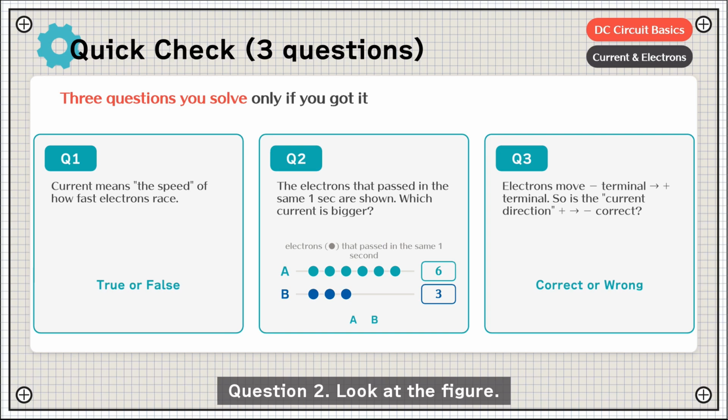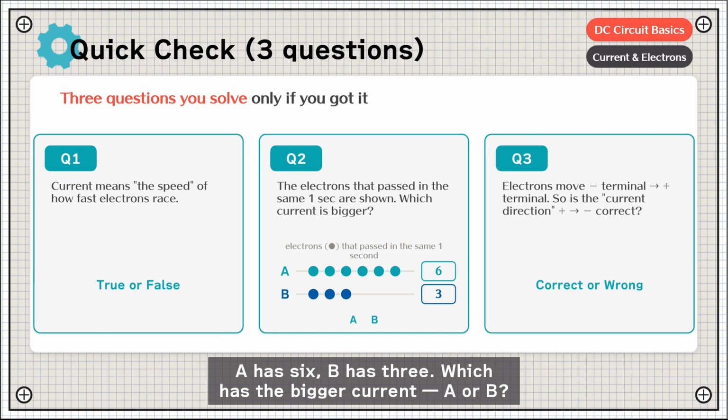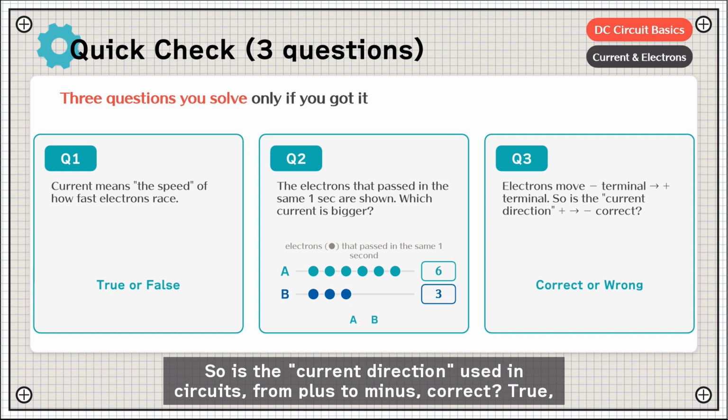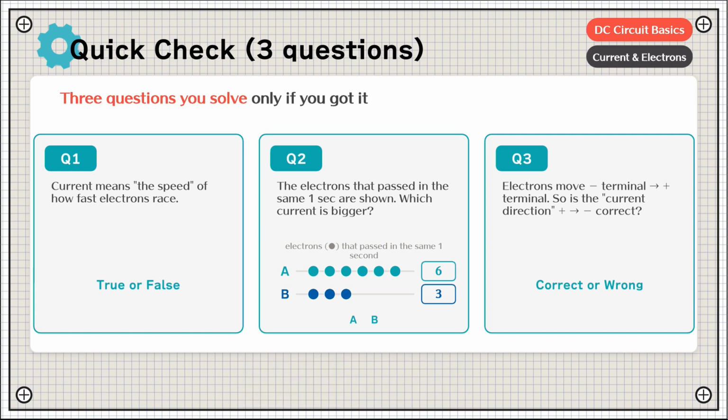Question 2. Look at the figure. On 2 wires, A and B, the electrons that passed in the same 1 second are shown as dots. A has 6, B has 3. Which has the bigger current, A or B? Question 3. Electrons move from the minus terminal to the plus terminal. So is the current direction used in circuits, from plus to minus, correct? True or false? Have you settled on your answers? Let's check them on the next page.